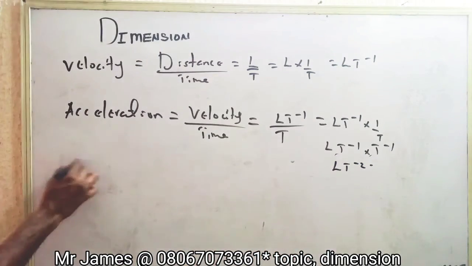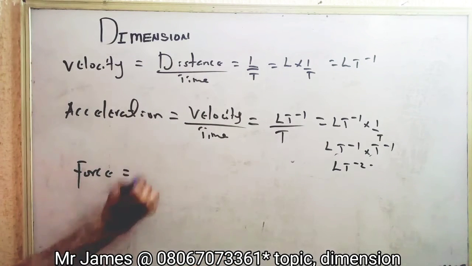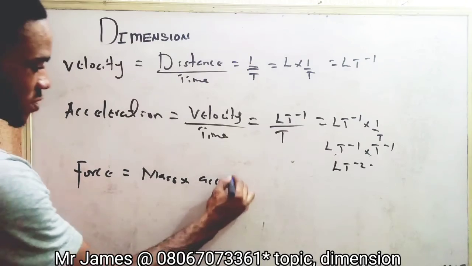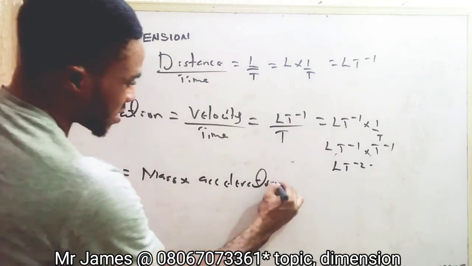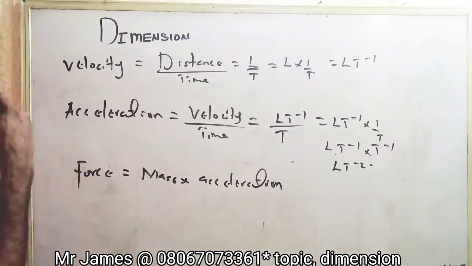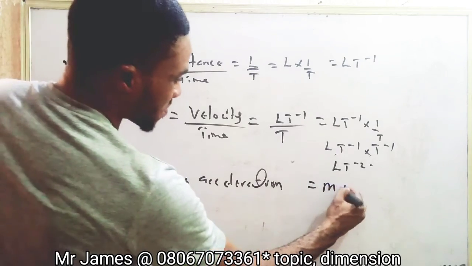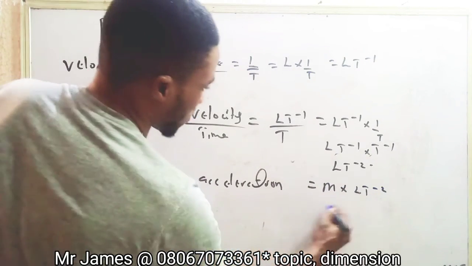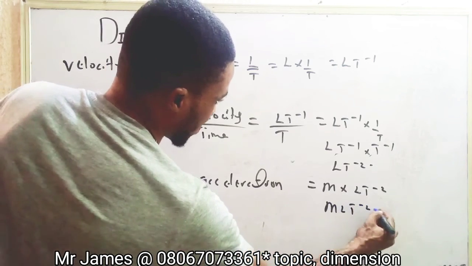That's for acceleration. Let's say I want to get the dimension of force. Force is given as mass times acceleration. As I told you, mass will be M. So I have M times the acceleration, which is L t raised to power minus 2. Multiplying the two of them, I will have M L t raised to power minus 2.